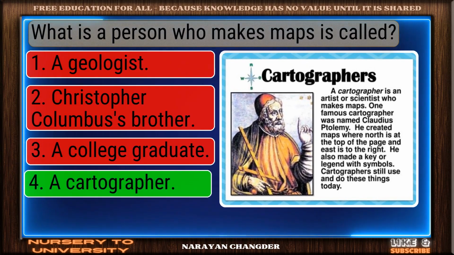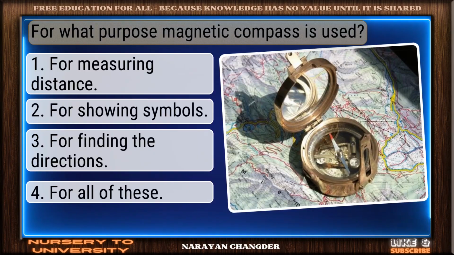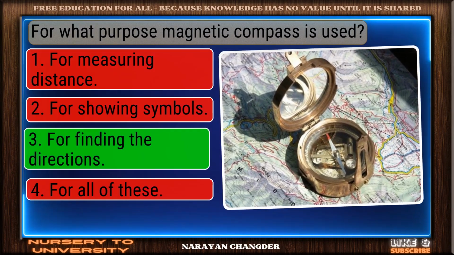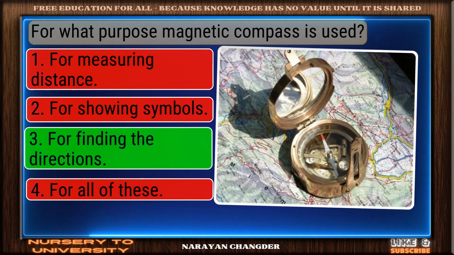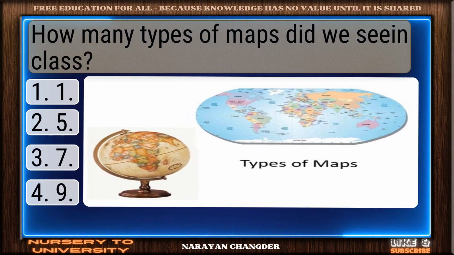Perfect. A cartographer is the correct choice. For what purpose is a magnetic compass used? Well done. For finding the directions is the right choice. How many types of maps did we see in class?